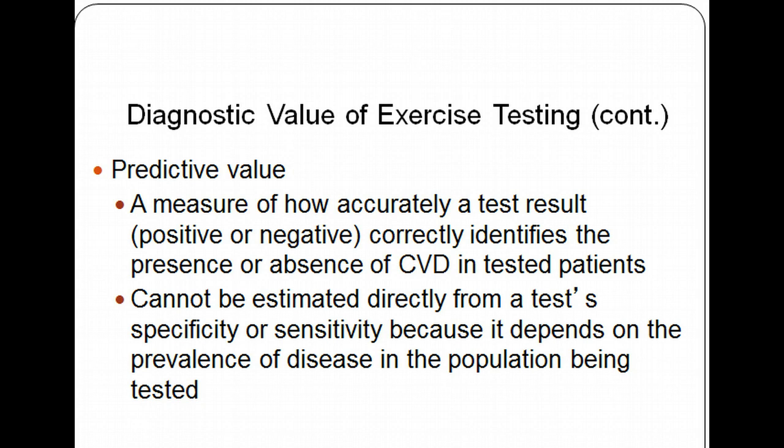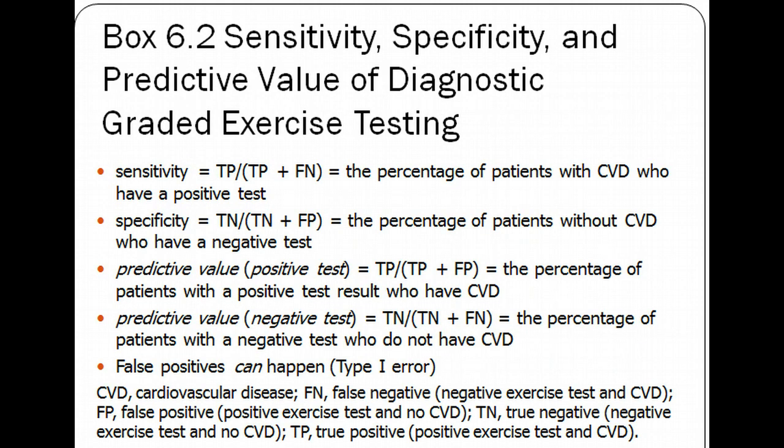How good is exercise testing at predicting heart disease? So we want to, by testing the right people who need to be tested, based on the prevalence of heart disease in the population being tested. So we want to correctly identify, be able to predict heart disease in people who may actually have heart disease. And this box looks confusing. It's not that difficult if you really go through it.